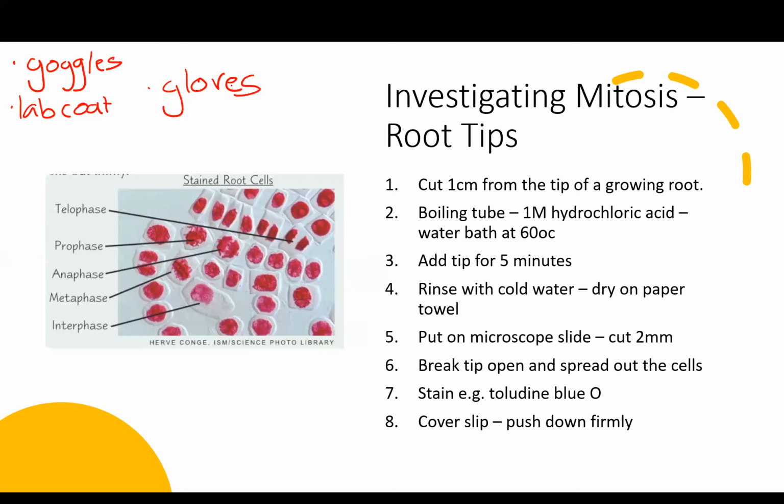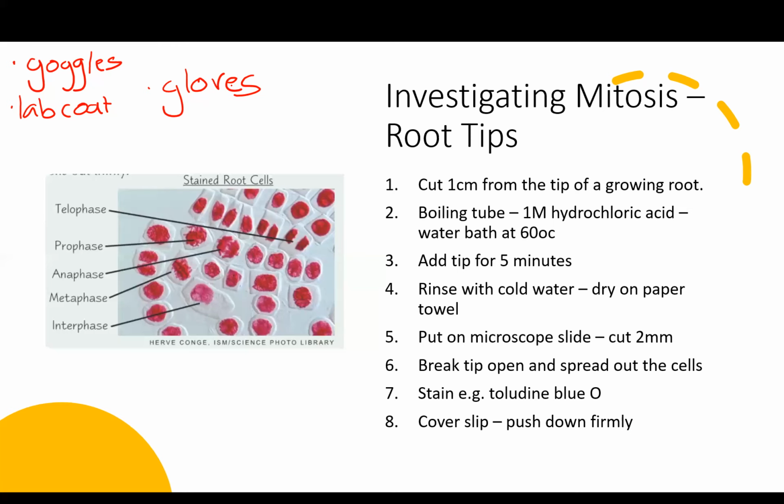If you're using some stains, you sometimes need to fix them in ethanoic acid as well. So if you were using an ethano-orcein stain, you would need to also fix it in ethanoic acid. But generally, this is what you will just do. Cut 1 centimetre from the tip of a growing root. Then you're going to prepare a boiling tube, which is going to contain 1 mole of hydrochloric acid, and you're going to put it in a water bath that's at 60 degrees Celsius. You're then going to transfer your root tip into that boiling tube and incubate it for 5 minutes.